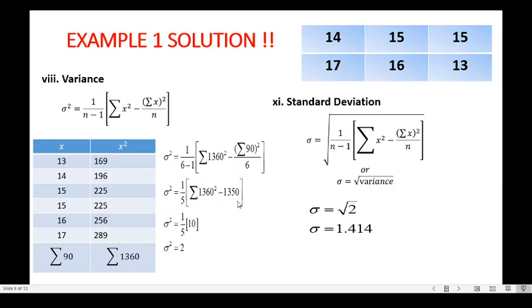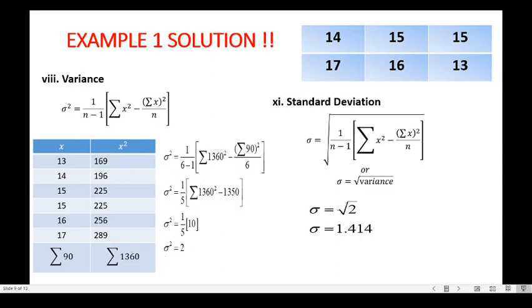So 1360 minus 1350. Please ignore this power 2, because we already did it just now. When you subtract, you will get 10. Last part, 10 multiplied with 1 over 5. You will get your variance equal to 2.